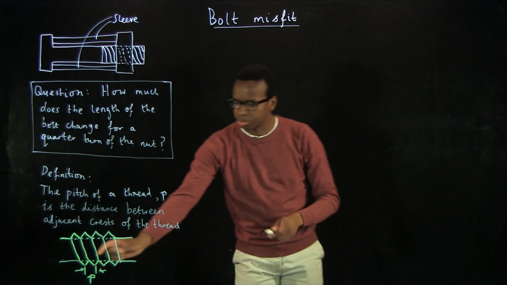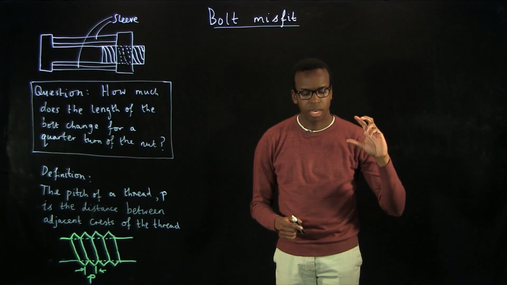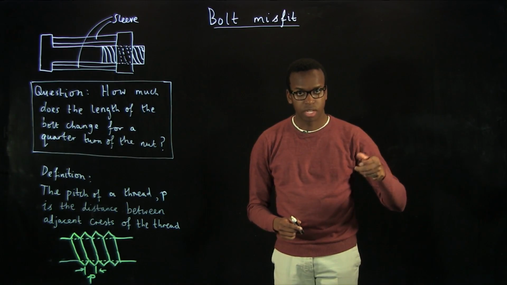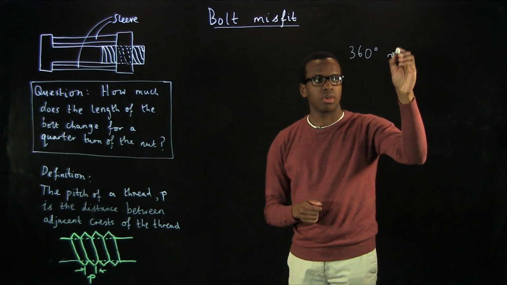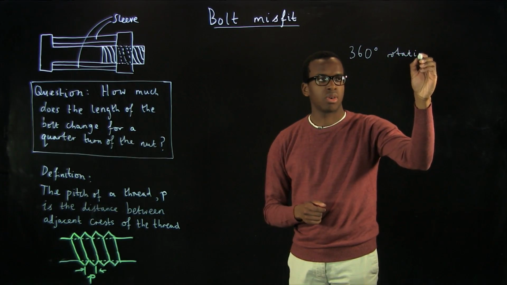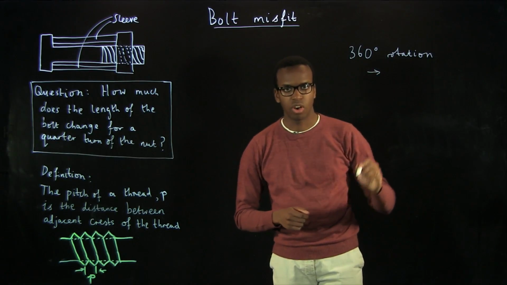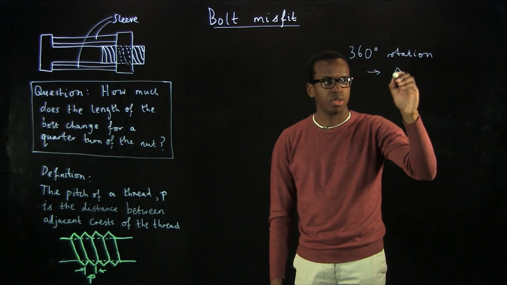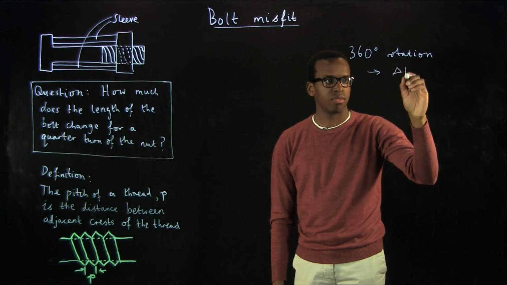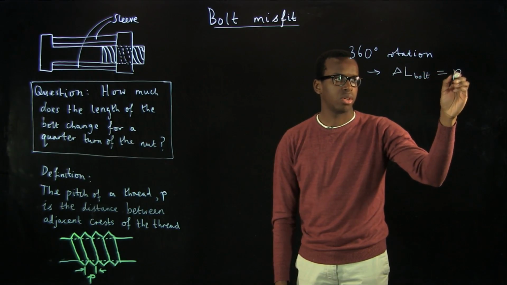So if that's the distance between the two crests, it means that for a full turn of the nut, a 360-degree rotation, we have a change in length of the bolt of P, P being the pitch of the bolt. So the change in length of the bolt equals P.